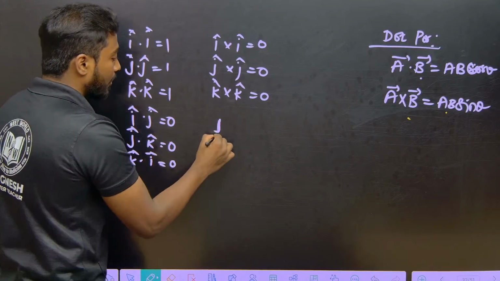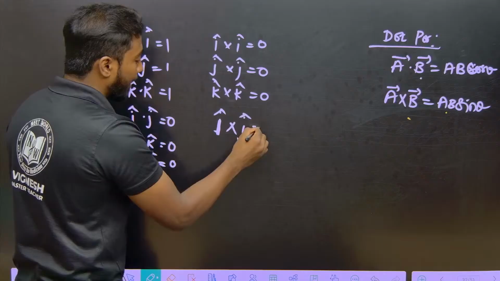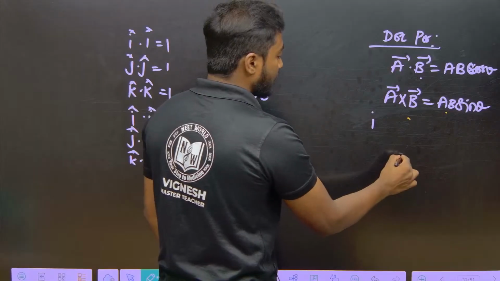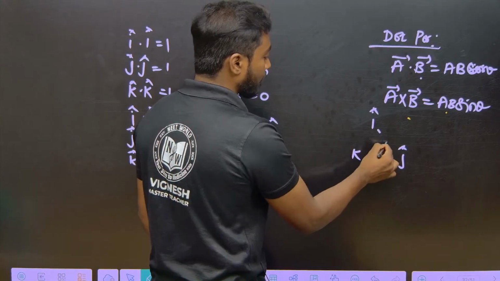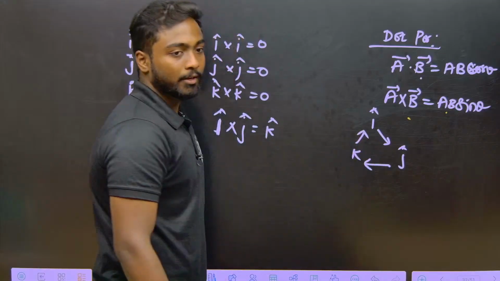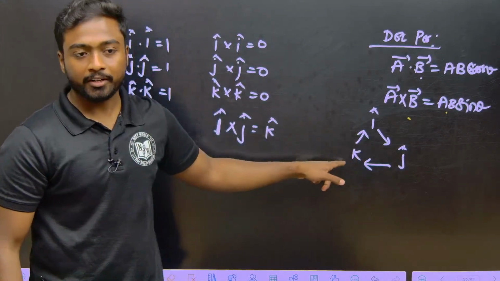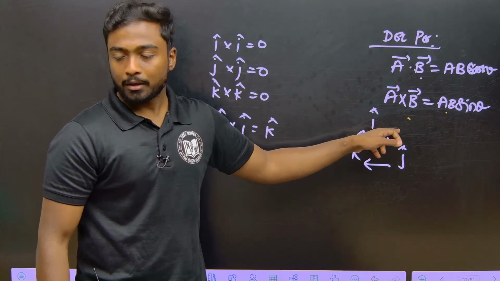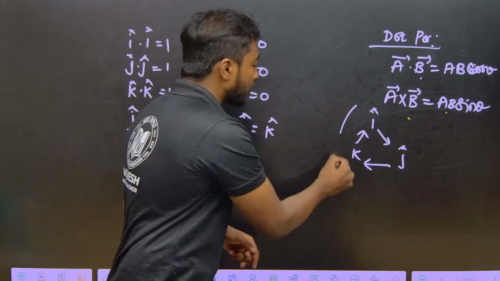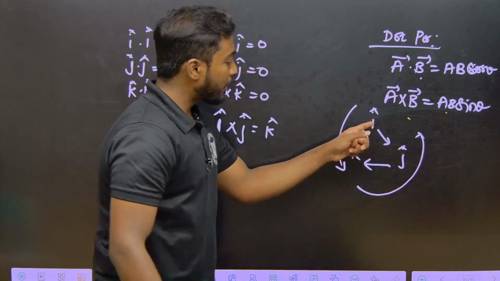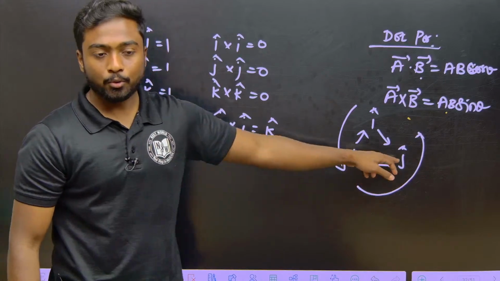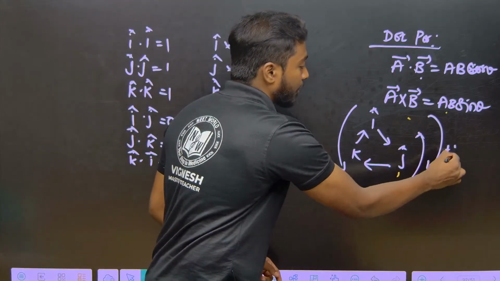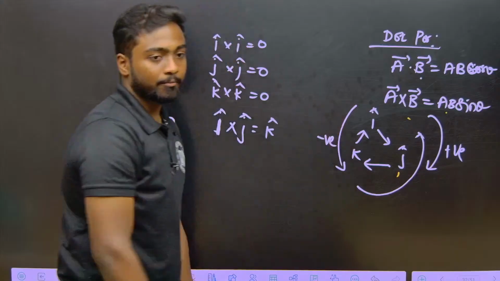And i cap cross j cap, the answer is k cap. See, i, j, k: this is the trick used here. When I come from i to j, the resultant is k. j to k, the resultant is i. k to i, the resultant is j. If I come in the reverse, i to k is minus j, k to j is minus i, j to i is minus k. From this side it is positive, and from this side it is negative.